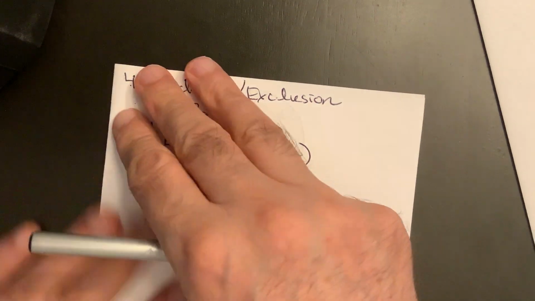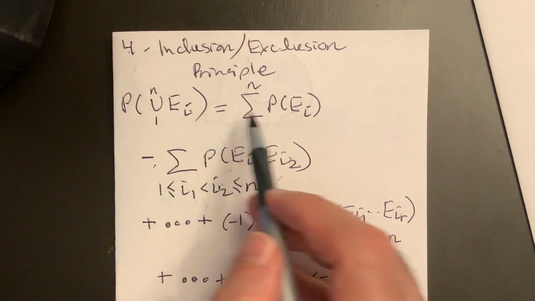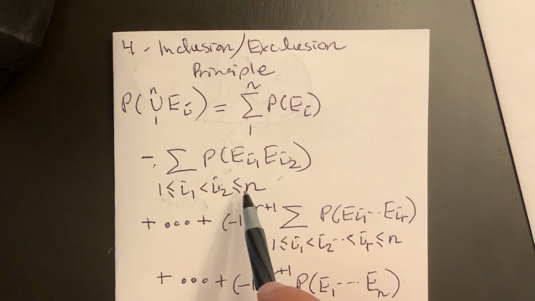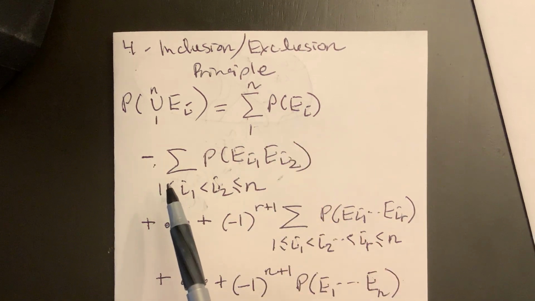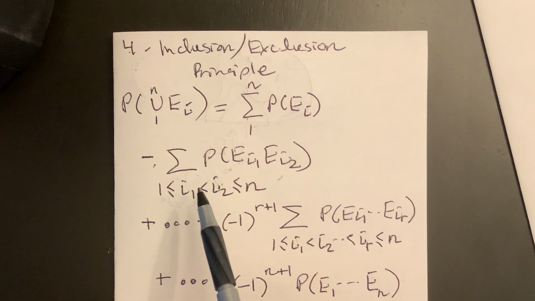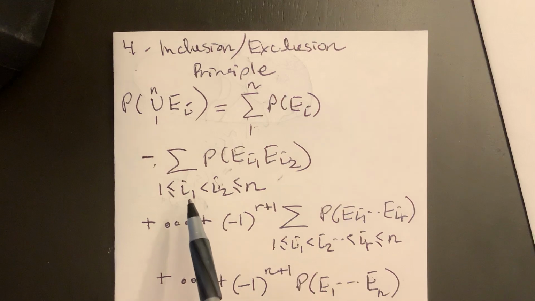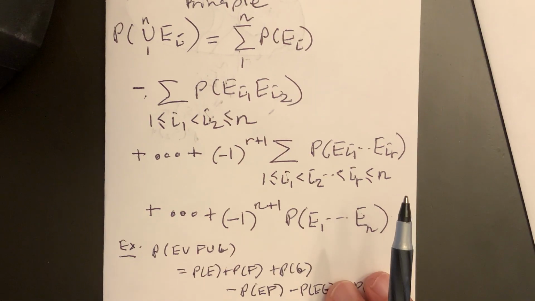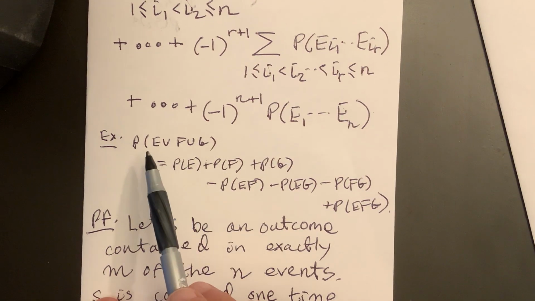Okay, so last time we stated the inclusion-exclusion principle for the probability of a union. It's just equal to the sum of the probabilities of each event, and then I subtract off the sum of the probabilities of all the intersections of two events, and then I add in the probabilities of all the intersections of three, etc., and I proceed in that way.